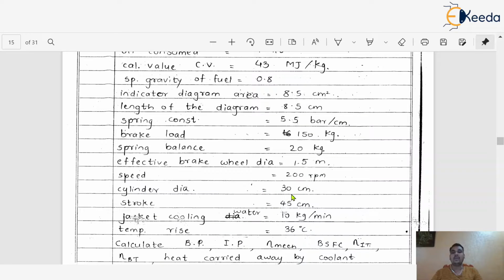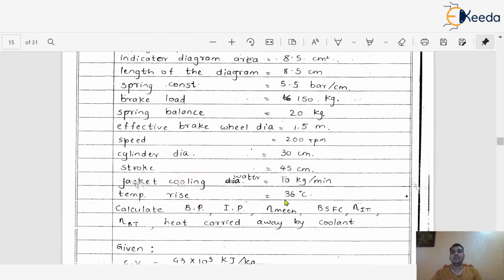Cylinder diameter is equal to 30 centimeter. Stroke length is equal to 45 centimeter. Jacket cooling water is equal to 10 kg per minute. Temperature rise is equal to 36 degrees Celsius.